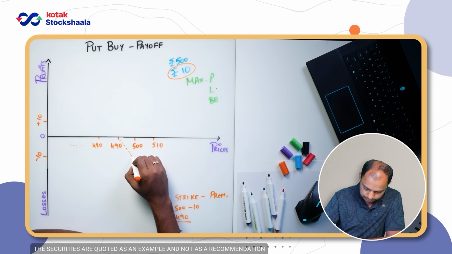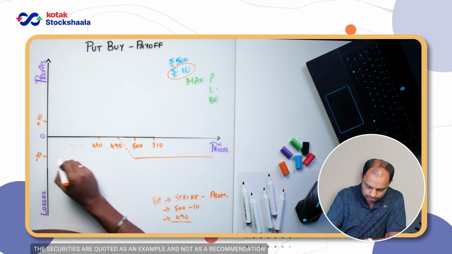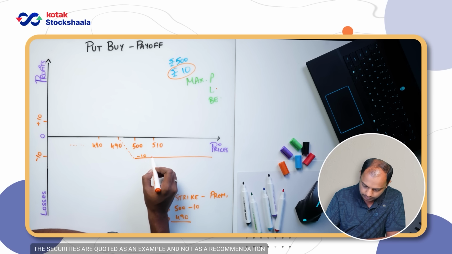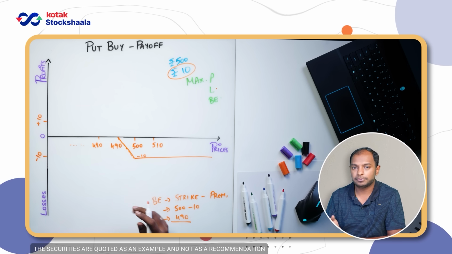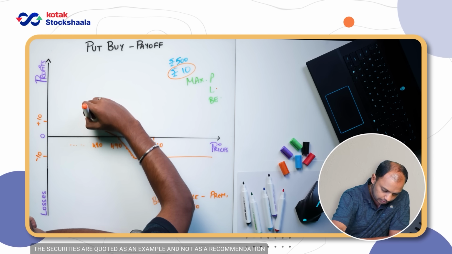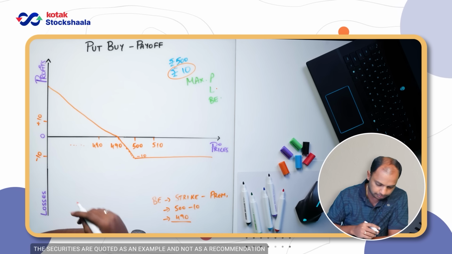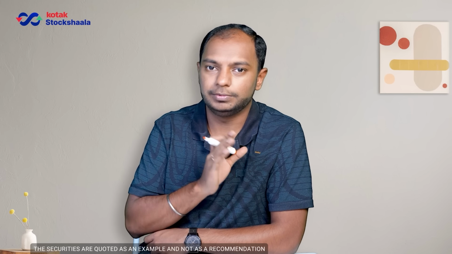So this is going to be our maximum loss, that is minus 10. Break-even point is 490. The maximum profit is unlimited. So similarly, the profit is going to be unlimited to the extent of how much the stock is going to fall. But here is a small difference. For call option buying, the profit is theoretically unlimited. But when it comes to put option buying, since the stock can only fall to the extent of 0, the profit is not going to be unlimited but rather limited as well.